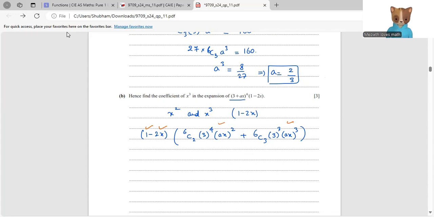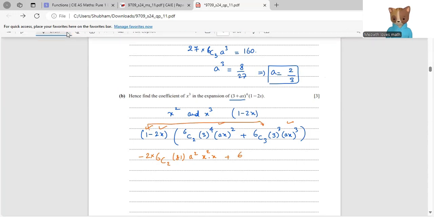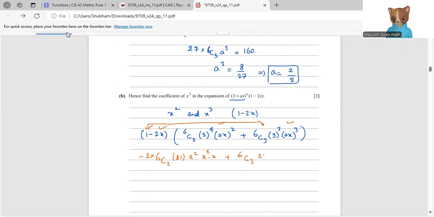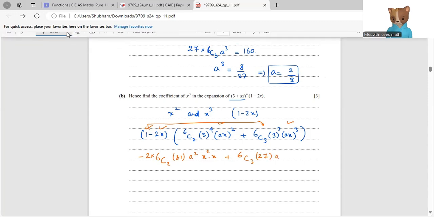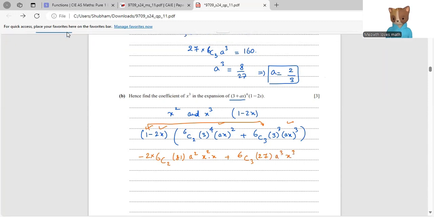So what we will get is 6c2, 3 power 4 is 81, and then you get x square multiplied by x with a negative 2. So negative 2 is multiplied here, and then we get 1 times this. 1 is getting multiplied by this. So 6c3, 27, a cube, x cube, right?